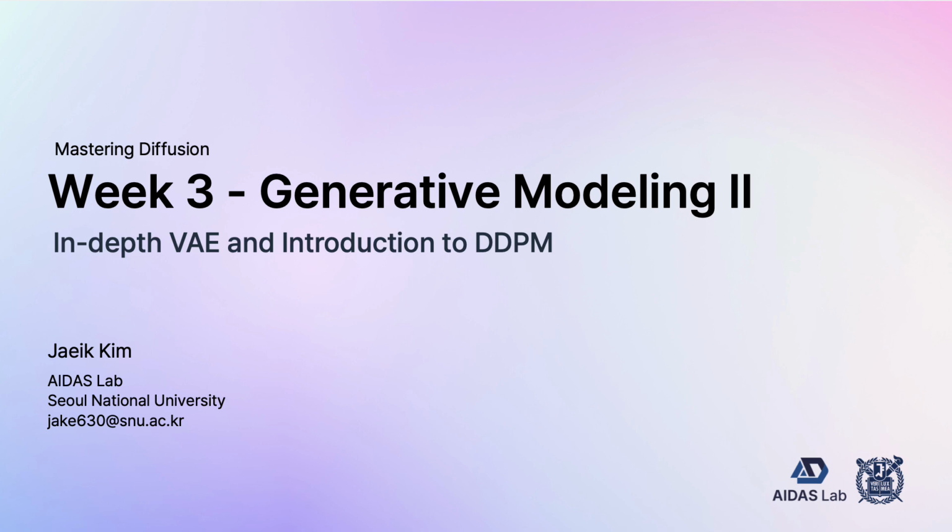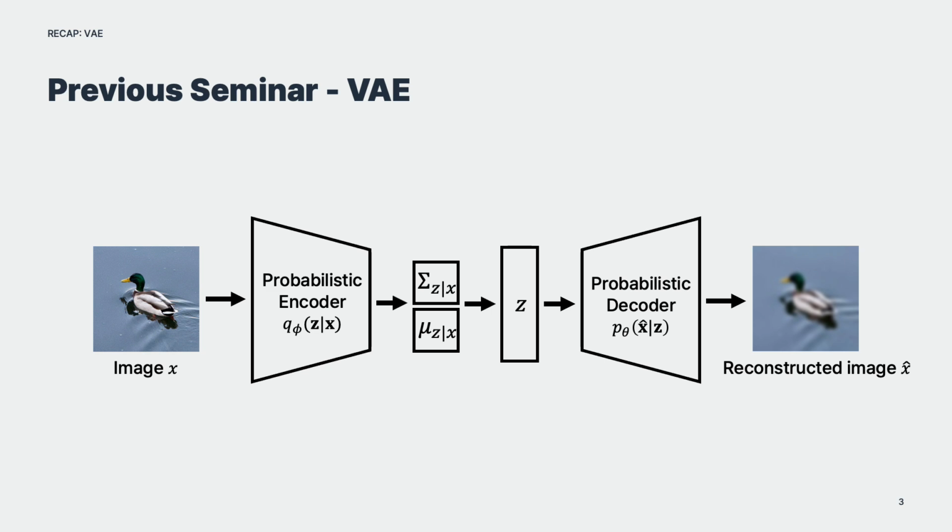In this talk, we'll take a closer look at the variational autoencoder and introduce the foundations of denoising diffusion probabilistic models. Last time, we explored the variational autoencoder where an input image X is passed through a probabilistic encoder that outputs mu and sigma. Based on this, we sample a latent vector Z, which is then passed to the decoder to reconstruct the image. This forms the basis of VAE training framework.